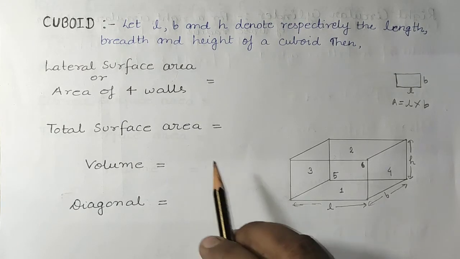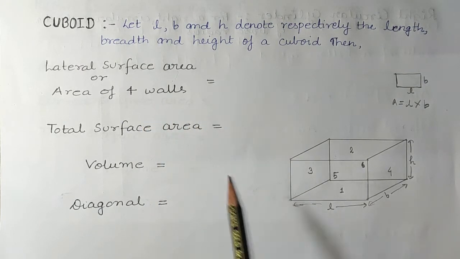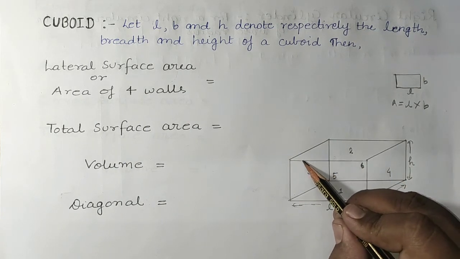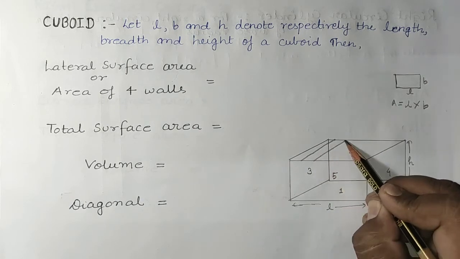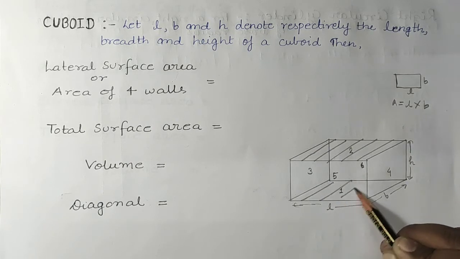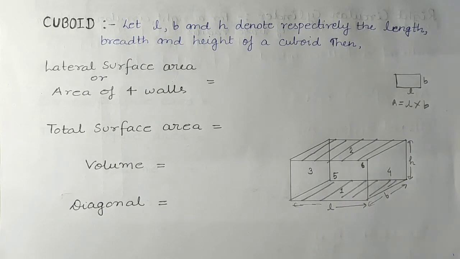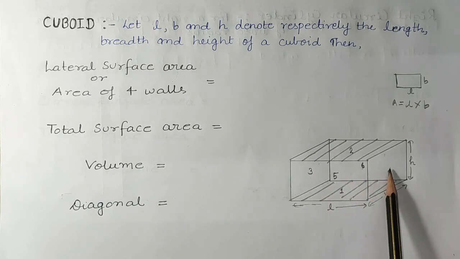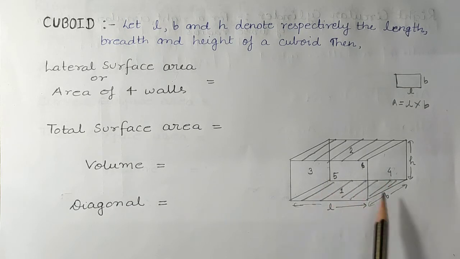First one is lateral surface area, meaning the area of 4 walls. As I have told you, when we talk about lateral surface area, we exclude the area of its top and the area of its bottom. So the areas of these two surfaces we exclude. What is left? Only the 4 walls. Here surfaces 3 and 4 are its side walls, and 5 and 6 are its front and the behind-the-front walls. So these 4 walls are left.